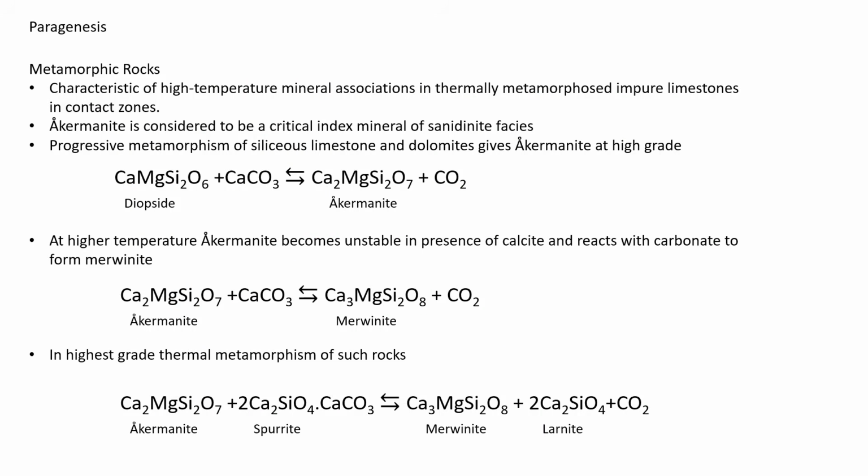As I have mentioned previously, melilite occurs in high-grade contact metamorphic rocks and igneous rocks. So in the metamorphic rock, it is characteristic of high temperature mineral associations in thermally metamorphosed impure limestones. Okay. And akermanite, this is a very important point for MCQs, is a critical index mineral of sanidinite facies. Sanidinite facies is a high temperature, low pressure metamorphic facies.